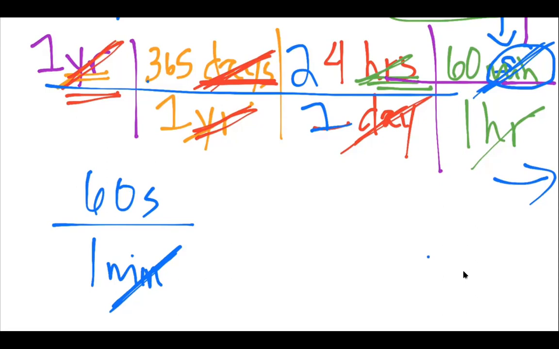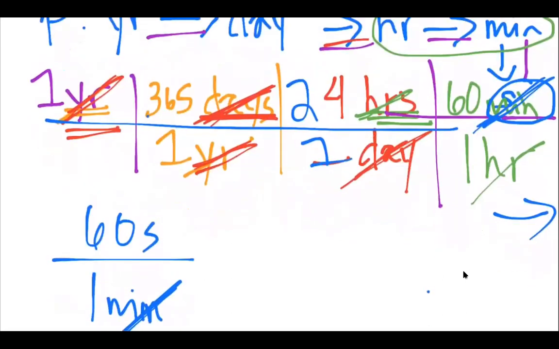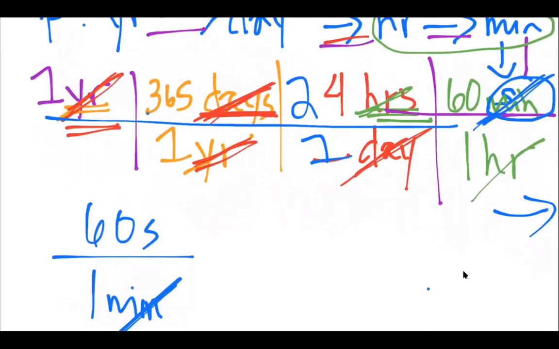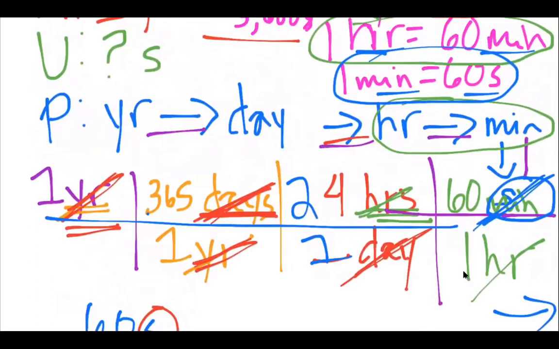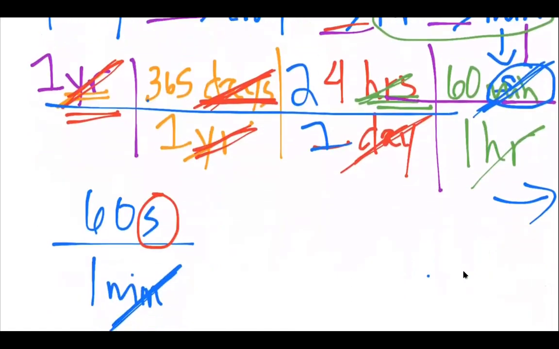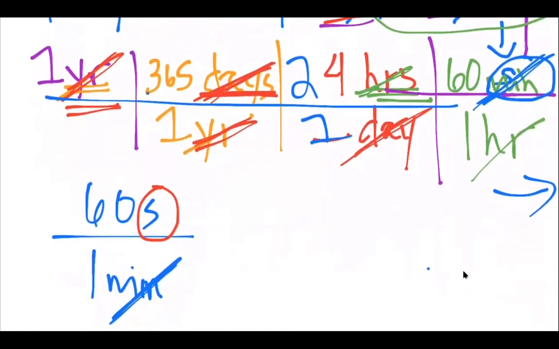But now I'm done, and I know that I'm done because the units on this last top box are seconds, and that is our unknown. Okay, so when you're done, the units on the top of your last box will be the units for the unknown. That's how you know you're done with all your steps. Okay, and I've used all the steps in my plan. I've done years to days, days to hours, hours to minutes, minutes to seconds. So now that the units on top are the unknown units, that means I'm done. I don't want to cancel anymore because I've gotten to where I want to.